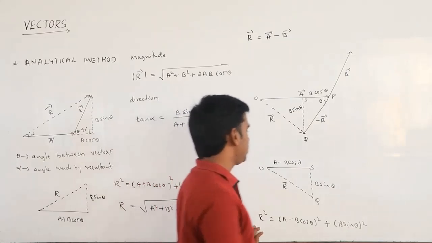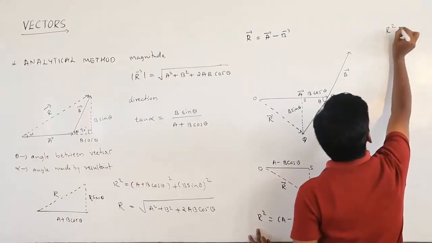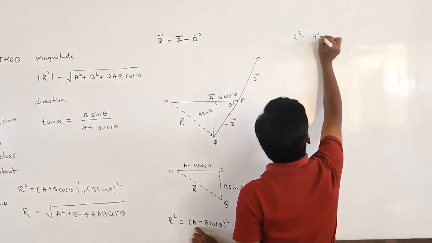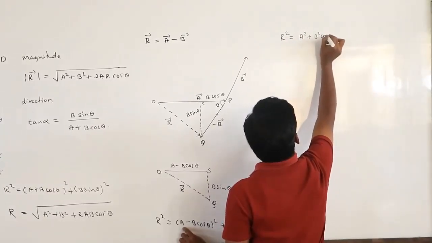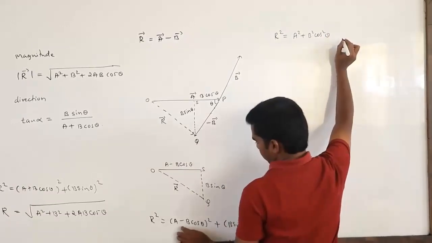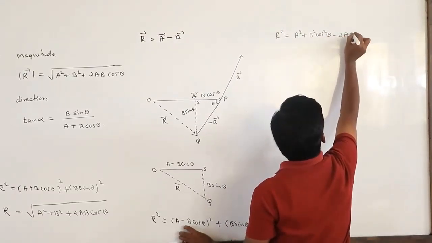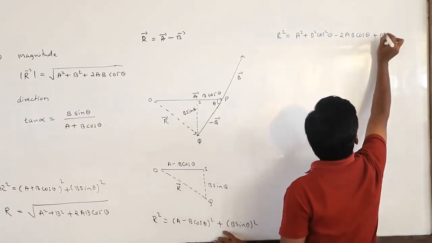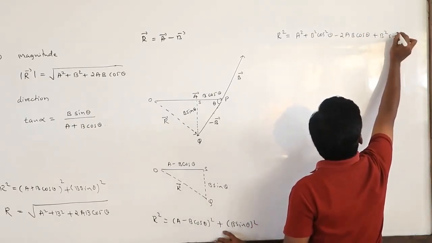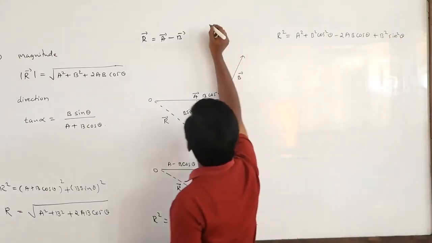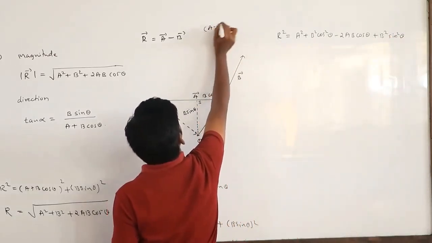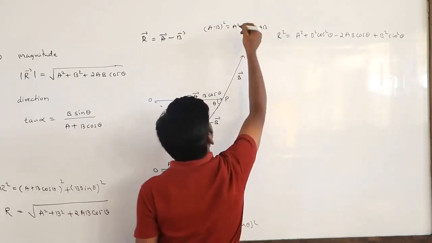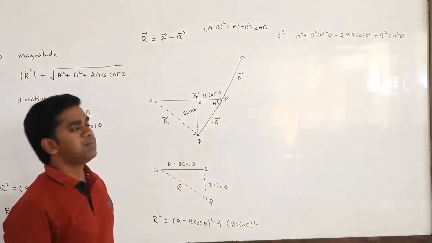If you simplify this, obviously we may come to the same point. This is A square plus B square cos square theta minus 2AB cos theta, plus B square sin square theta, because A minus B the whole square is A square plus B square minus 2AB, or you may use A square minus 2AB plus B square also.